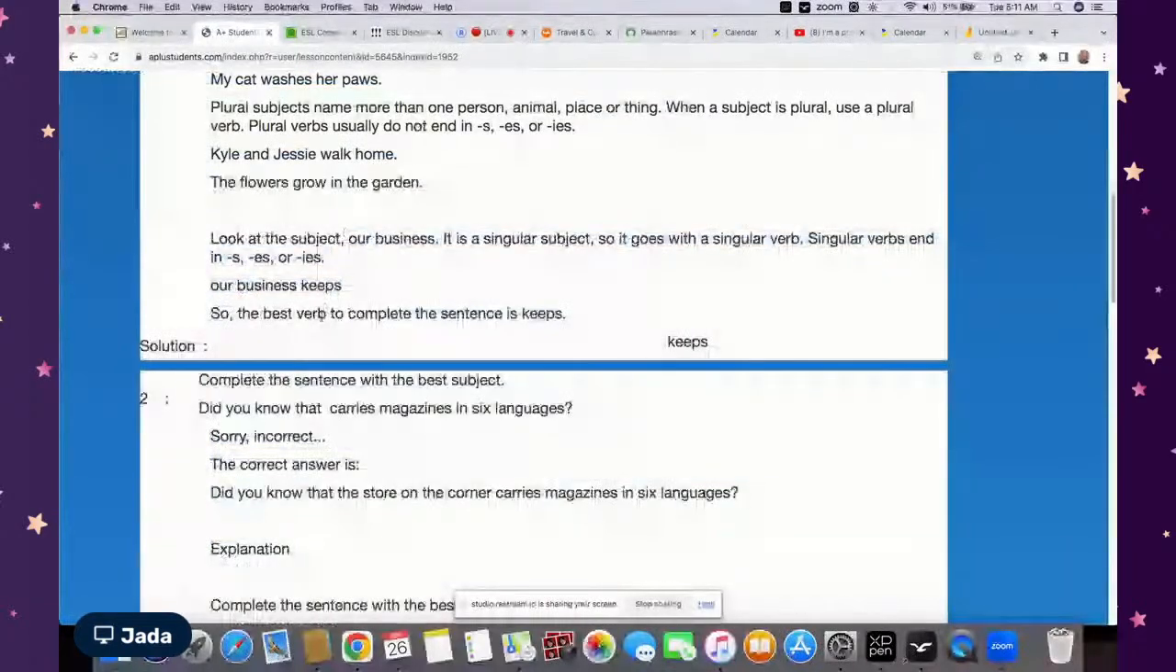So let's look at this part here. Look at the subject, our business. It is a singular subject. Our business, it didn't say businesses with es or something to show that it's so many businesses. It just says our business. So it's telling you that we have just one business. Okay? So it's a singular subject and it goes with a singular verb. And of course, the singular verb ends in s, es, or ies. Okay.